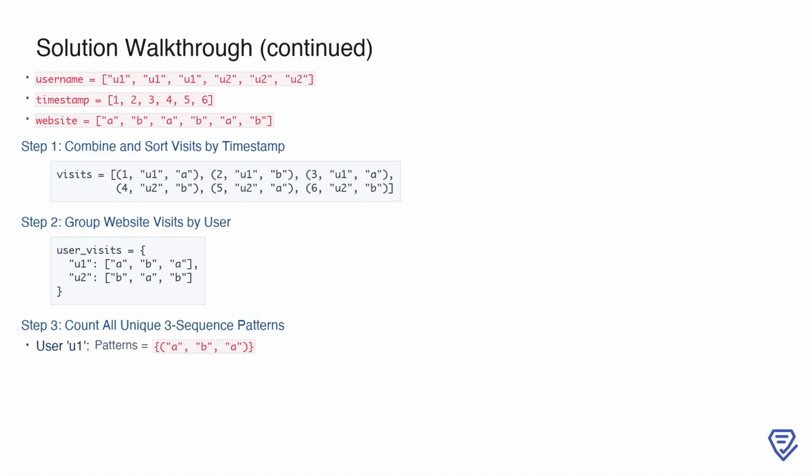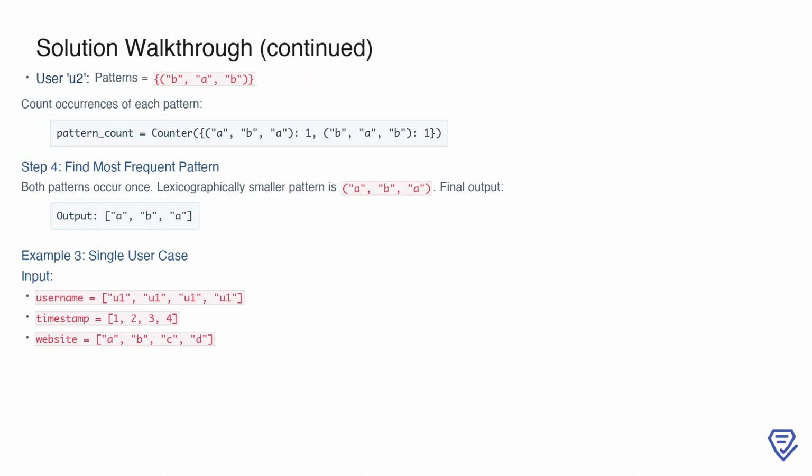Next, we start generating the unique 3-sequences for user U1. The only pattern we can form from their sequence is A, B, A. For user U2, we generate the unique 3-sequence B, A, B based on their browsing history. Now, we count how many times each pattern occurs across all users. The counter shows A, B, A: 1, B, A, B: 1. Since both patterns occur only once, we apply the tie-breaking rule and choose the lexicographically smallest pattern. Between A, B, A and B, A, B, the smaller pattern is A, B, A. Therefore, the final output for this example is A, B, A.